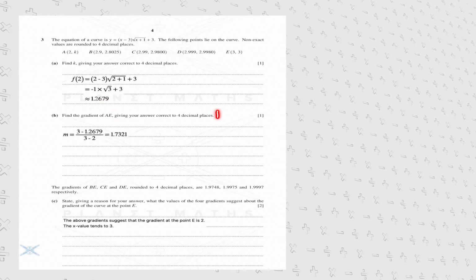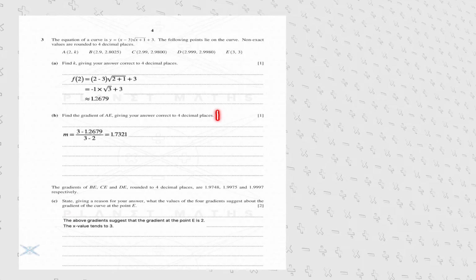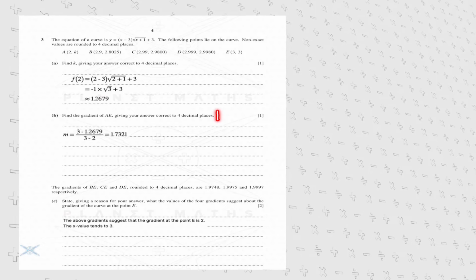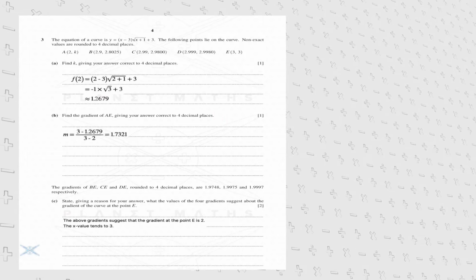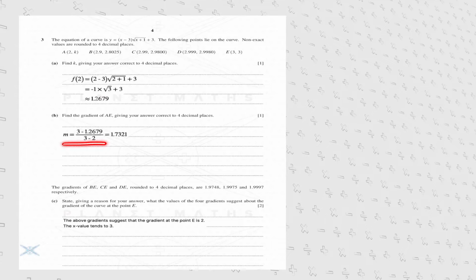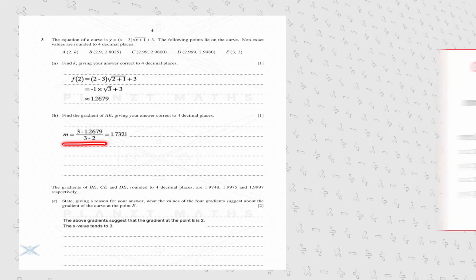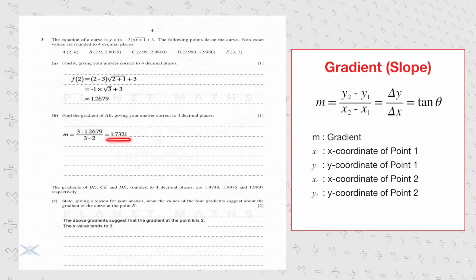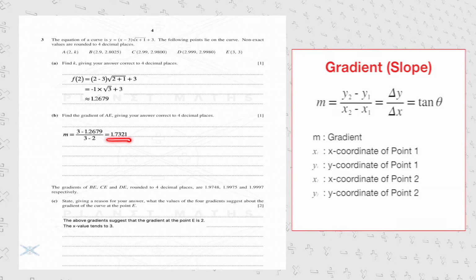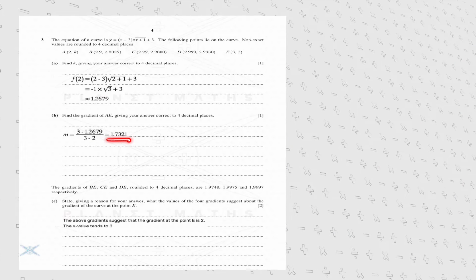Part B of exercise 3 requires us to find the gradient of AE, giving our answer again correct to 4 decimal places. This is done using the formula for finding gradients when 2 points are provided, as shown. This will then in turn let us conclude that the gradient of AE, correct to 4 decimal places, is 1.7321.